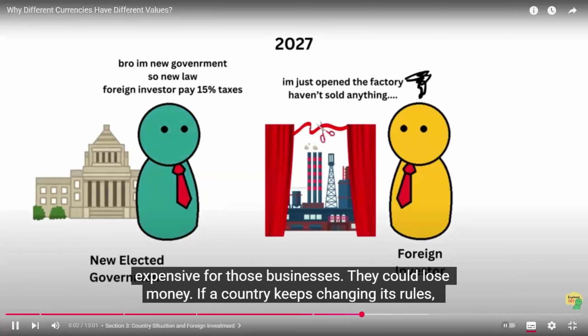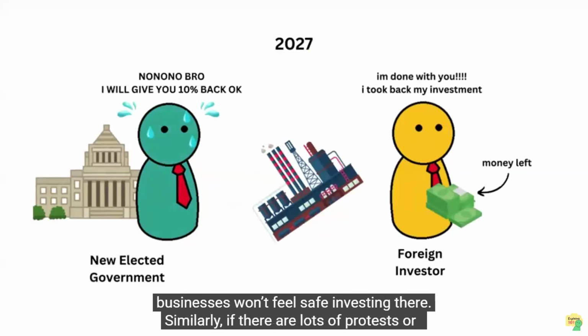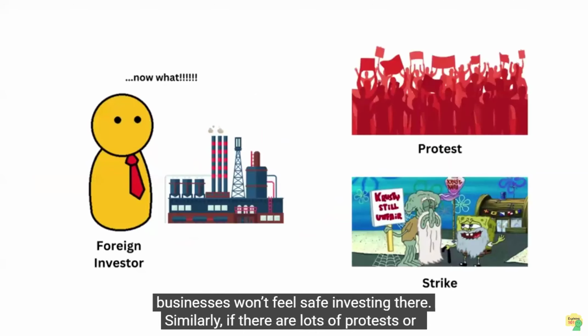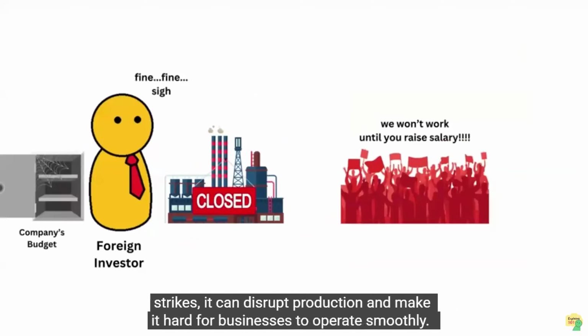If a country keeps changing its rules, businesses won't feel safe investing there. Similarly, if there are lots of protests or strikes, it can disrupt production and make it hard for businesses to operate smoothly.